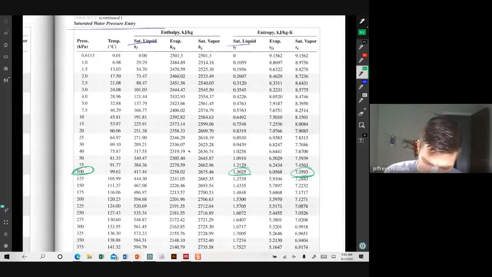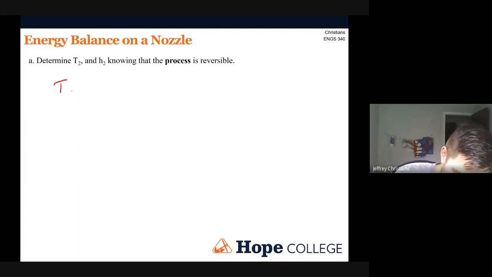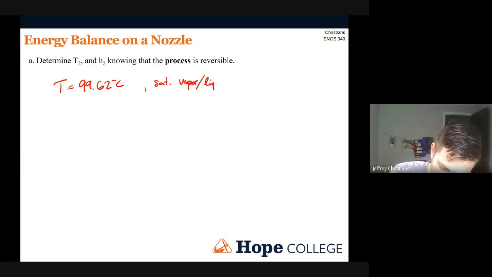But we actually do know one thing. We're going to be a vapor-liquid mixture at 100 kilopascal. This is our temperature, 99.62 Celsius. So if we go back, T equals 99.62 degrees Celsius because we have a saturated vapor liquid mixture.